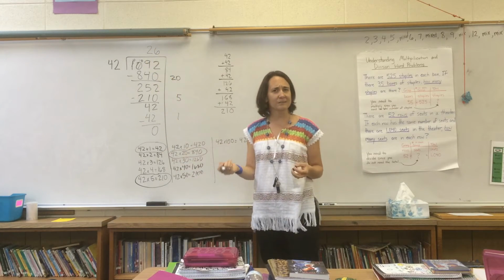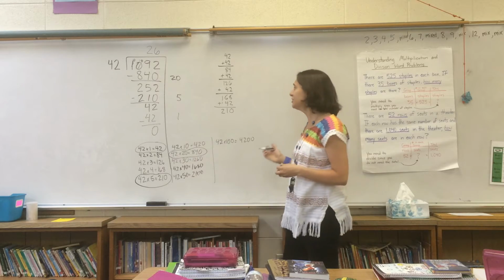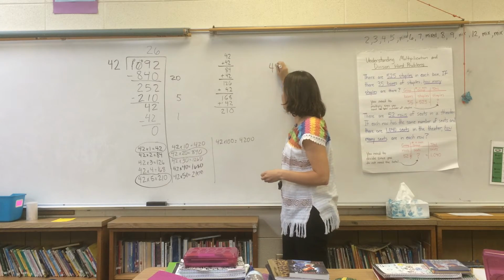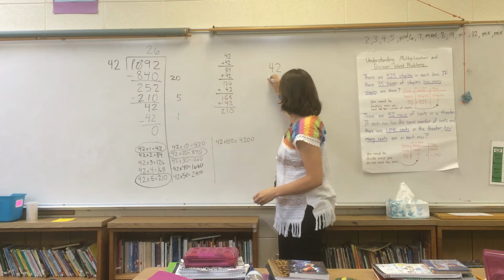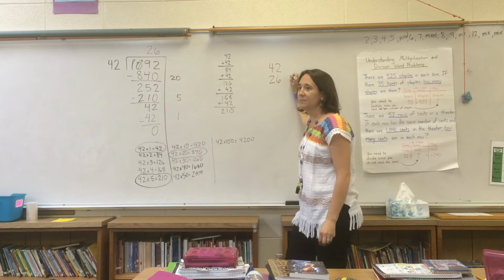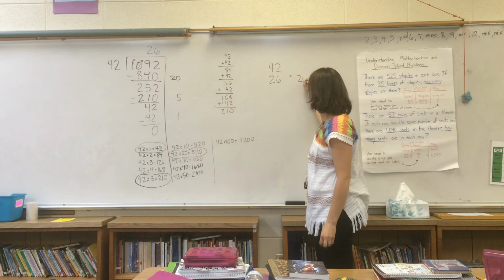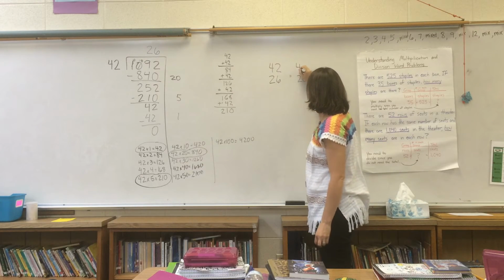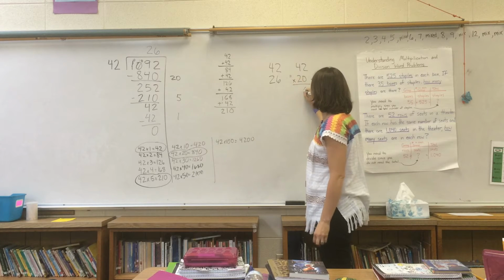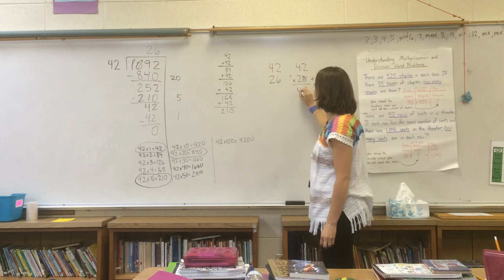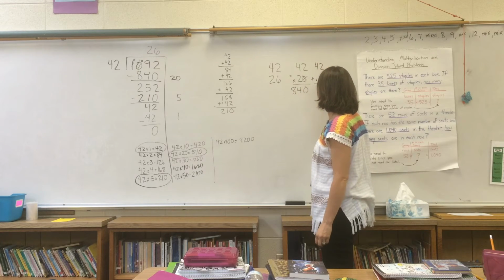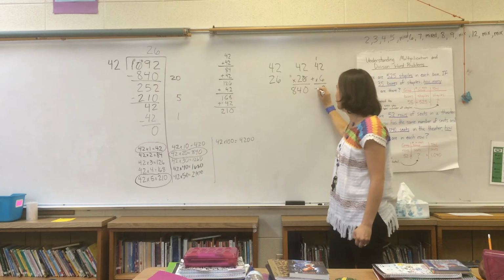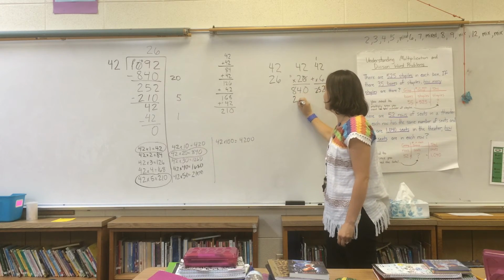How can I know that that's my answer? I can check with multiplication. So I'm going to do 42 times 26. I'm going to split this apart. Bring my 0 down. 2 times 2 is 4. 2 times 4 is 8. 6 times 2 is 12. 6 times 4 is 24, plus 1 more is 25. I'm going to add those together.